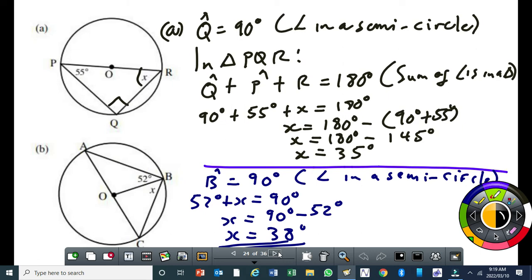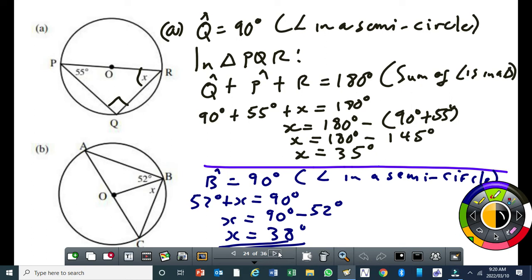Then you can also have some cases where your knowledge of triangles is required. That is, the sum of angles in a triangle adds up to 180 degrees. They are supplementary. Also, the exterior angle of a triangle, which is what you did from grade 8.